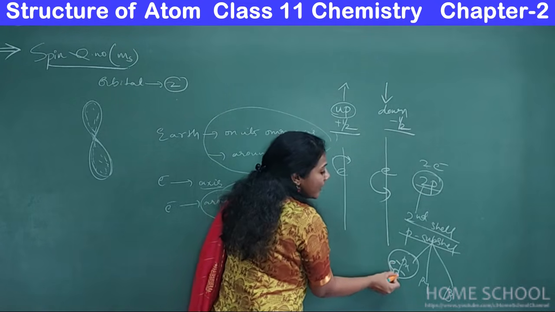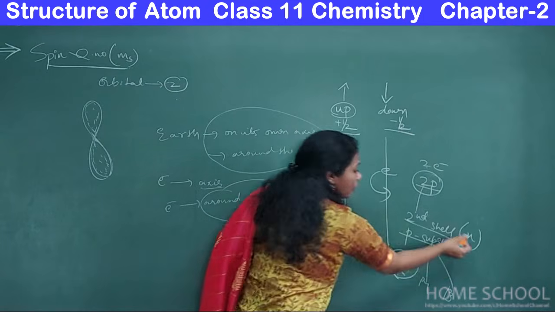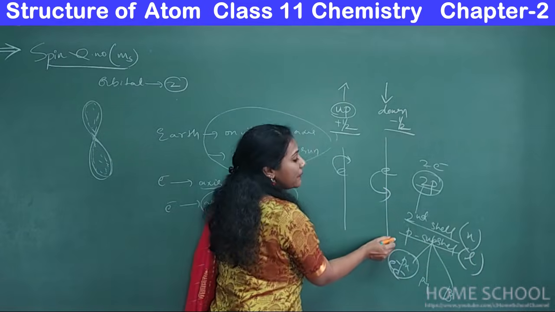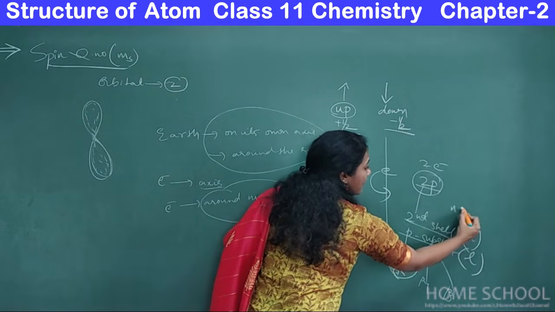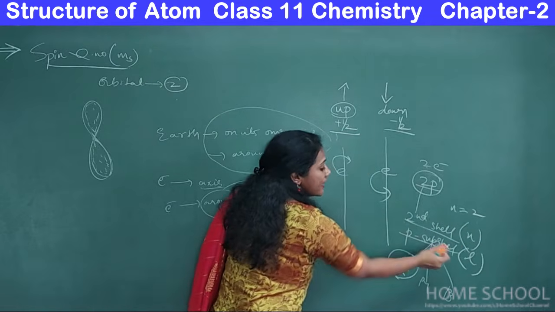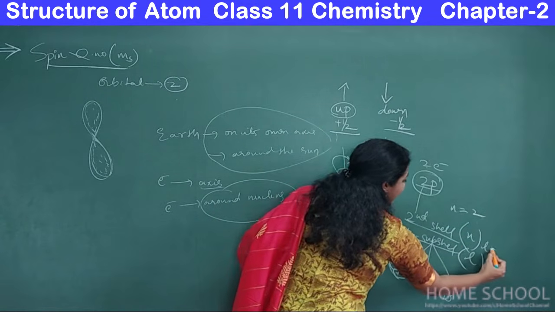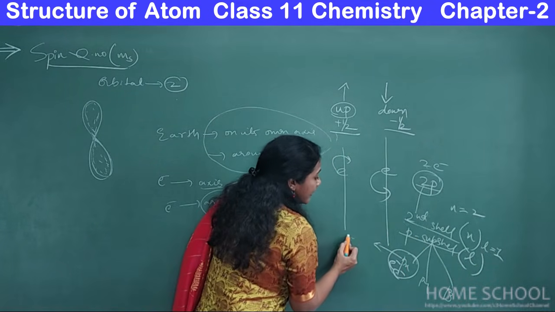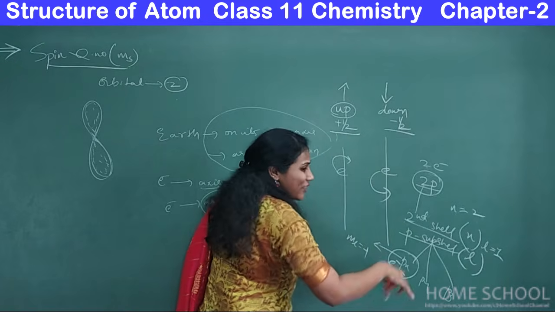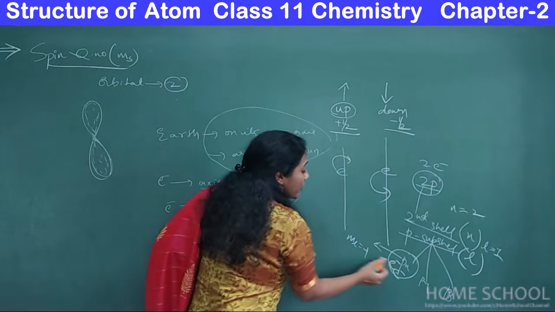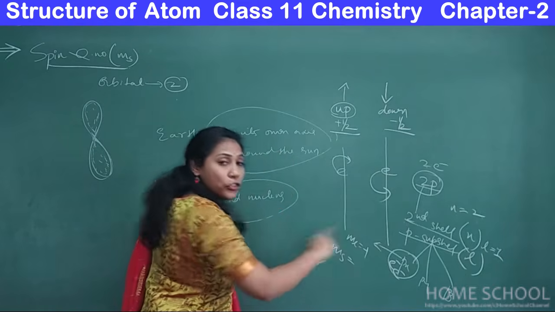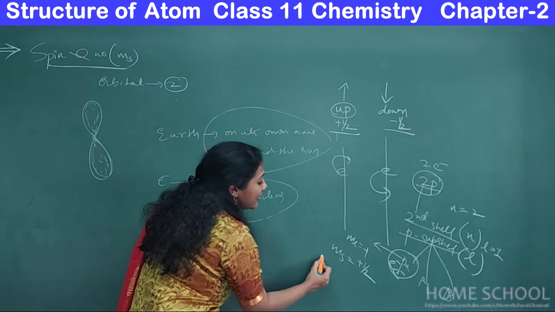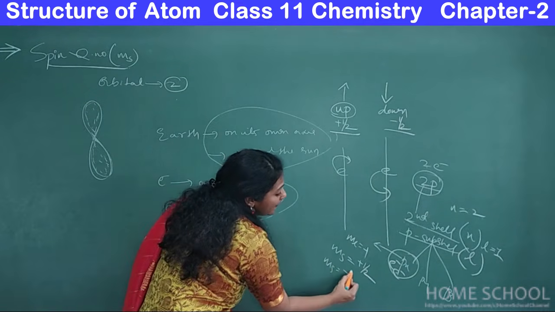See here, these 2 electrons have the same principal quantum number. These 2 electrons have the same azimuthal quantum number. So what is the principal quantum number here? n is equal to 2. What is the azimuthal quantum number here? l is equal to 1. They have the same magnetic quantum number also, that is ml is equal to -1, 0 or +1. But do they have the same ms value? No. One electron has ms value plus half. The other electron has ms value minus half.